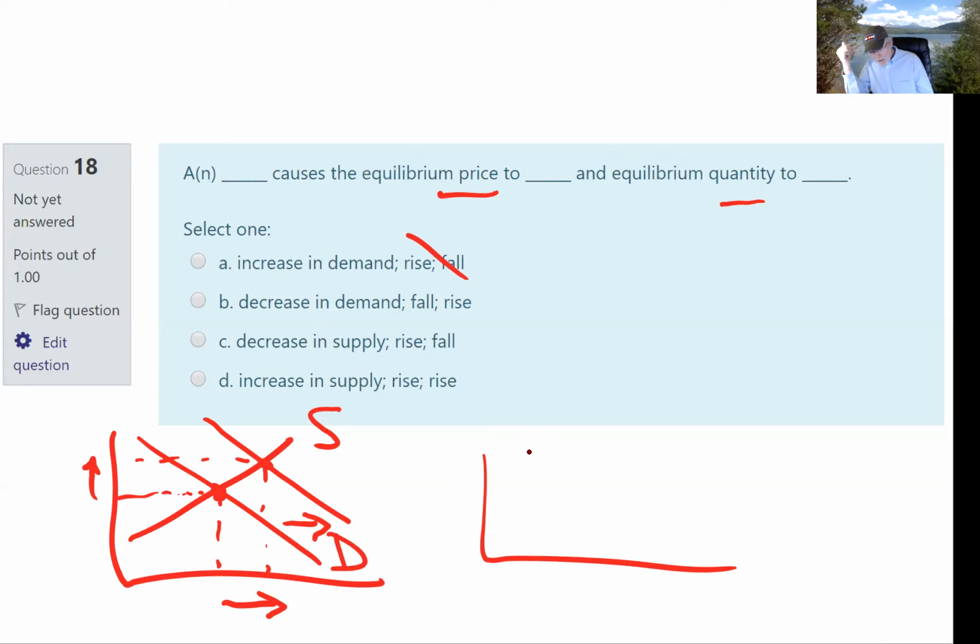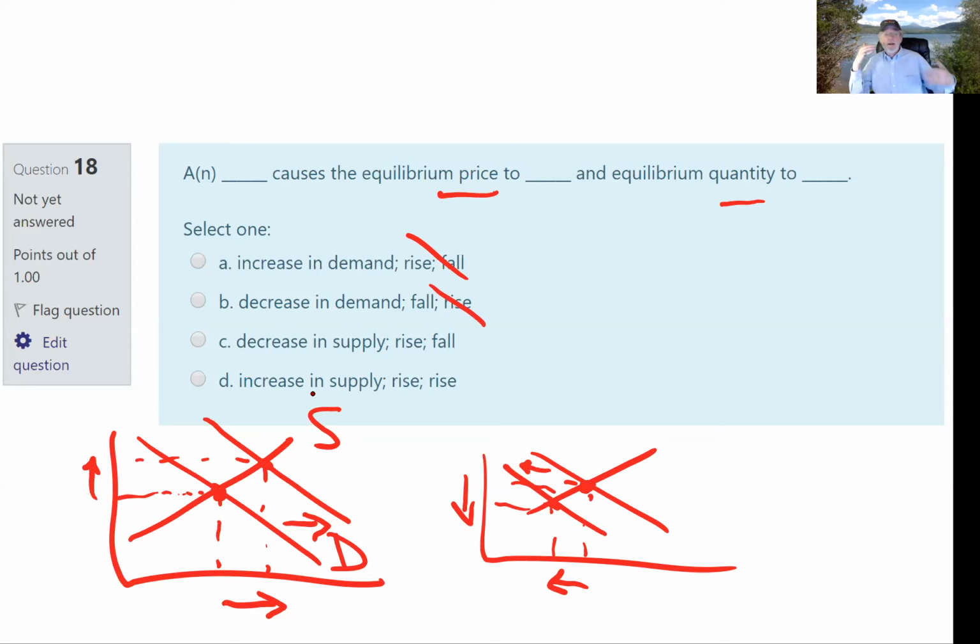A decrease in demand. Okay, well, what would that do? That would be a leftward shift of the demand curve. Okay? Equilibrium would move from here to there. Quantity would fall and the price would fall. So a decrease in demand would cause price to fall, quantity to rise. No, that's not right. It takes a while to go through some of these, but if you are willing to do the work, you'll get the right answer.